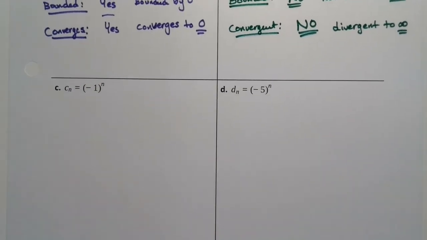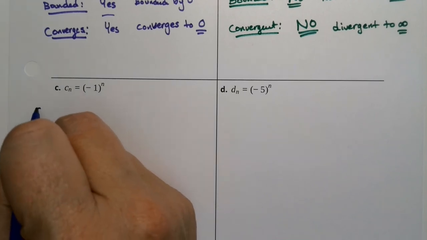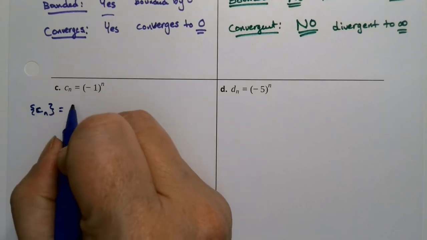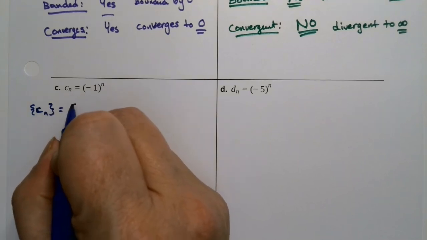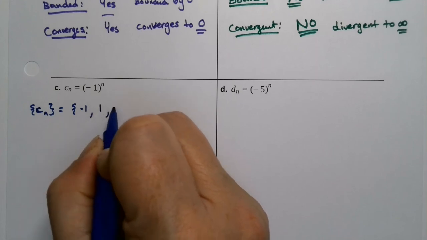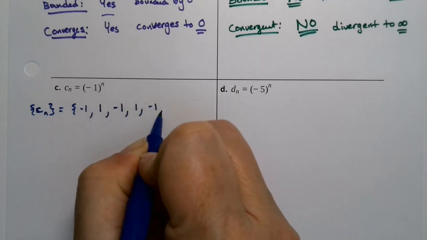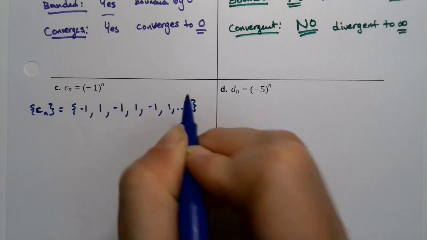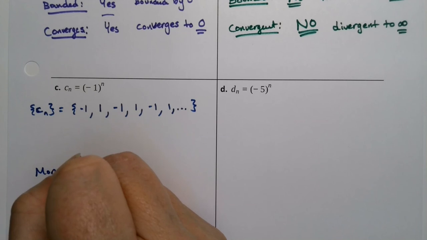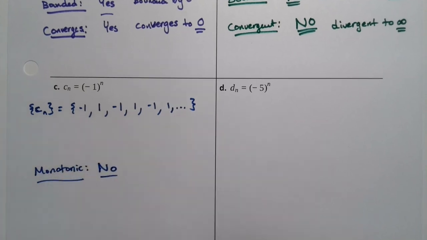Letter C is so obvious I don't really need Desmos for it, but I can show you Desmos if you're interested. So this one is -1 to the n. So -1 to the 1 would be -1. Then -1 squared would be 1. Then -1, then 1, then -1, then 1. And that is not monotonic. That's a big no to the monotonic.